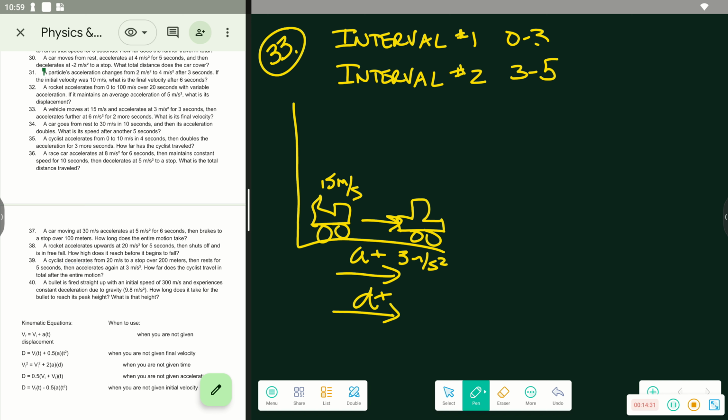All right, so you don't know the final velocity. You don't know displacement, but you just need to solve for final velocity. So it starts at 15 meters per second. It goes for 3 seconds, and it's accelerating at 3 meters per second squared. So when we do our box for interval 1.